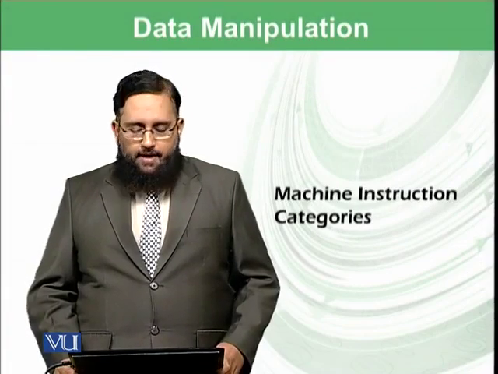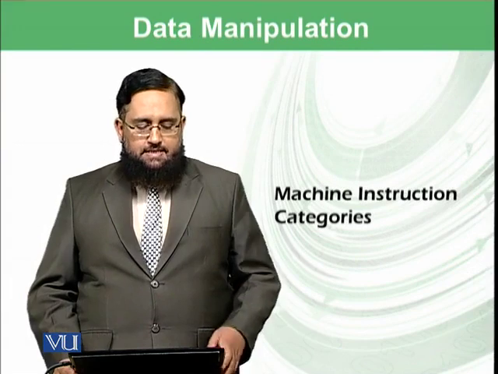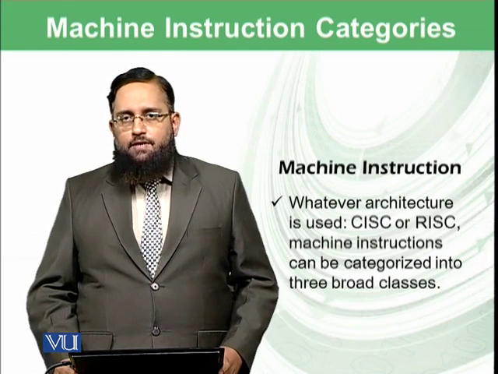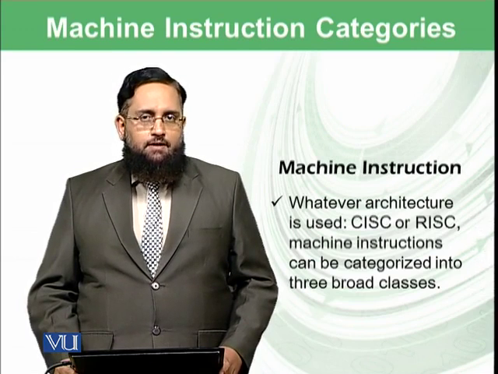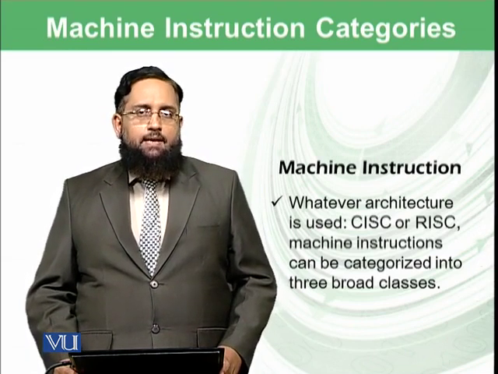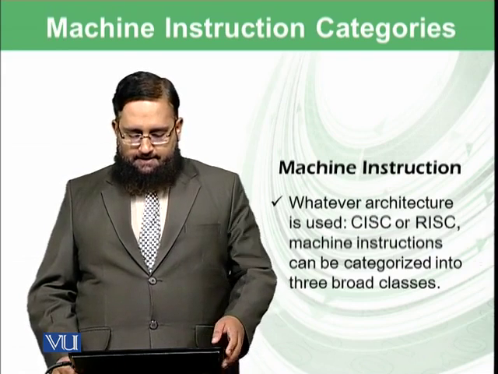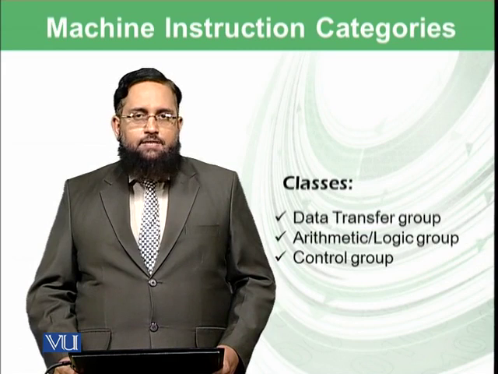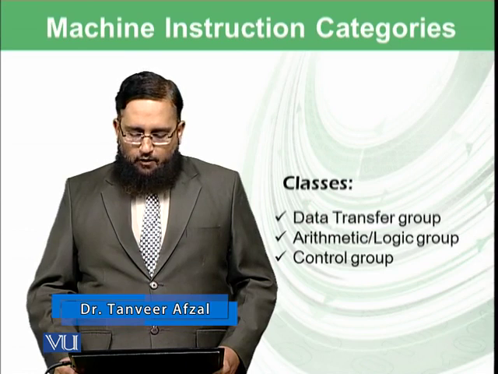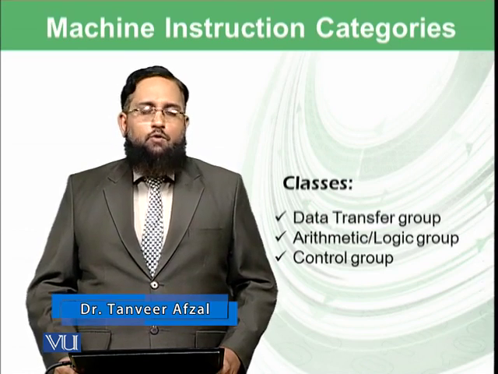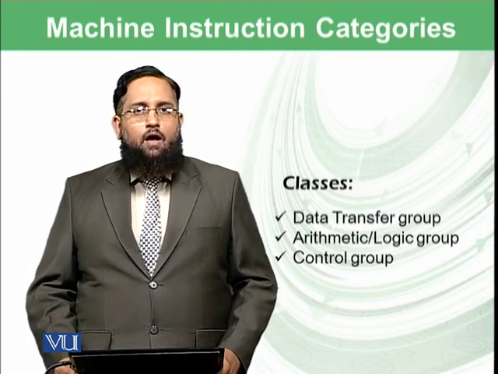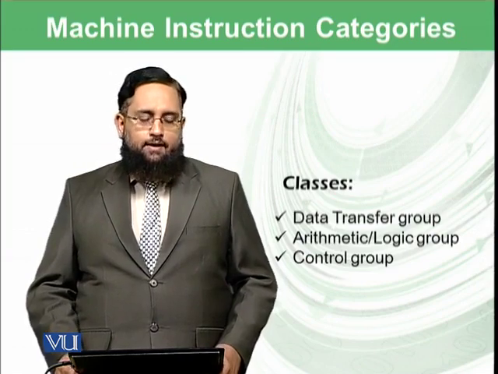Dear students, today we will discuss machine instruction categories. Whatever architecture a computer is using, whether CISC, complex instruction set computer, or RISC, reduced instruction set computer, the machine instructions can be categorized into three broad categories. These three categories are the data transfer group, the arithmetic logic group, and the control group. We will learn about all types of such instructions, what form they take, and how they are decoded and encoded in the computer.